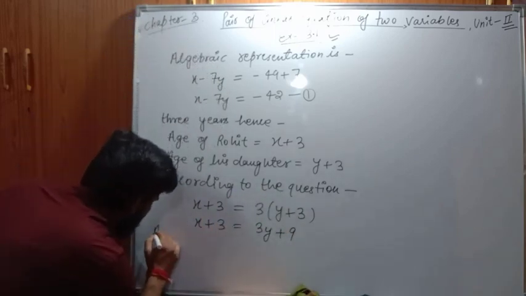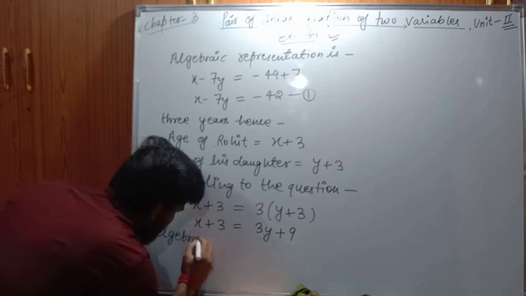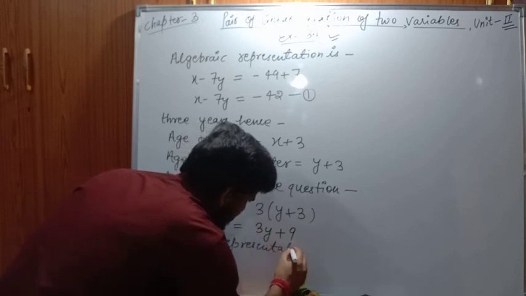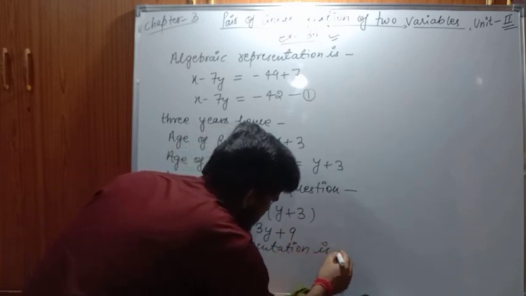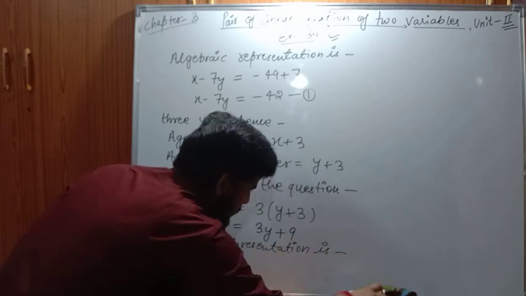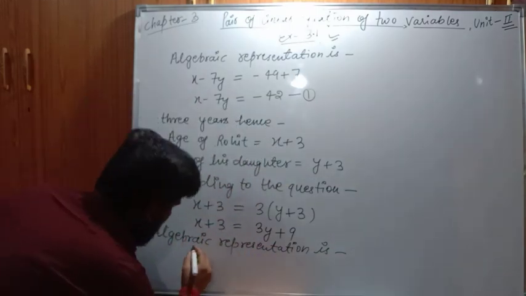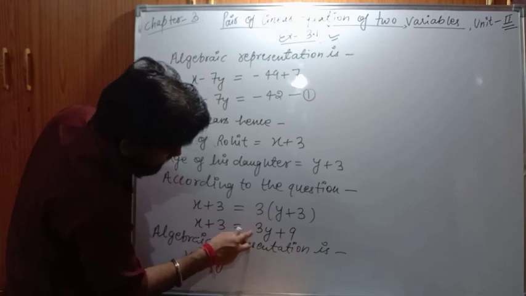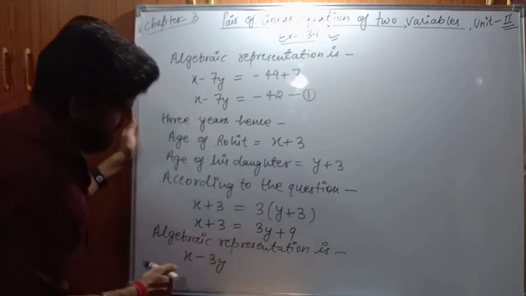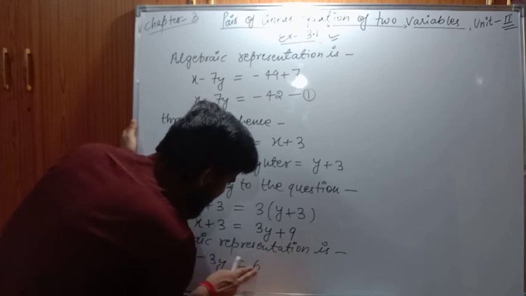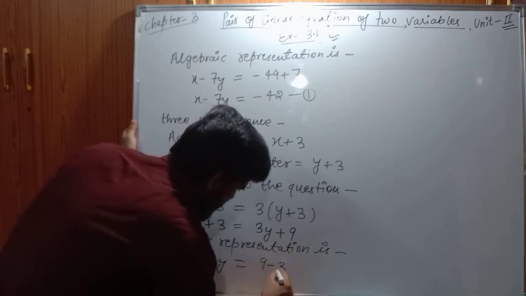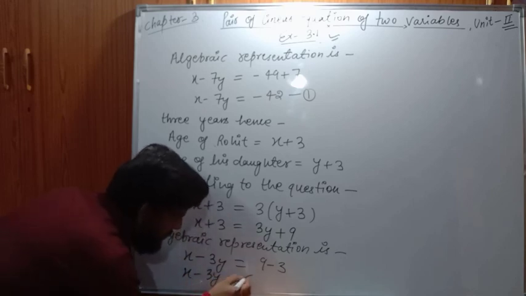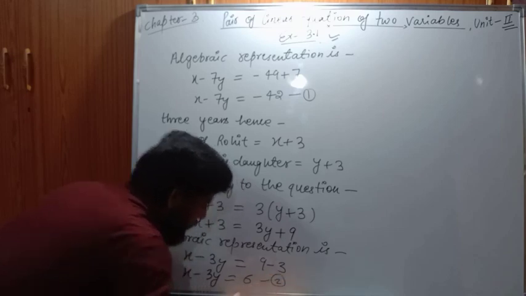Again, algebraic expression. Algebraic expression or representation is x minus 3y. Here 3y has a positive sign, so if we transfer 3y from RHS to LHS, it will go with a negative sign. Same, 9 minus 3. Okay, so it is x minus 3y equals 6. So this is the second equation.